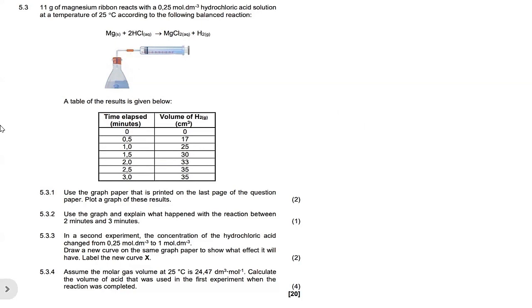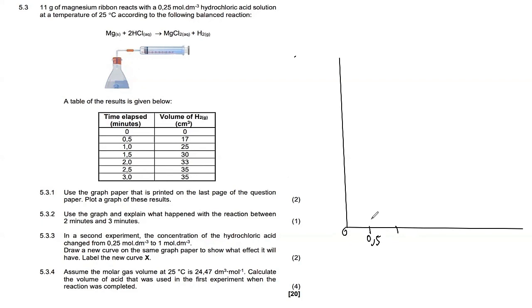Then 5.3.1 says use the graph paper that is printed on the last page. Obviously, we don't have that graph paper. Then it says plot a graph of this result. So let's just try to draw the graph here. The most important thing when it comes to drawing the graph is making sure that you have a consistent interval, right? So a consistent interval is key.